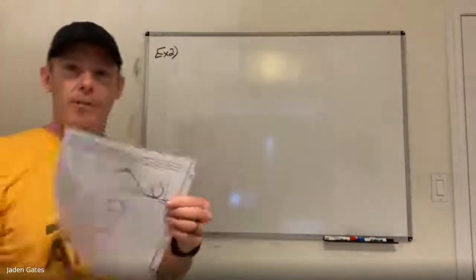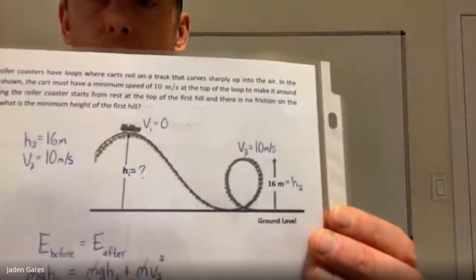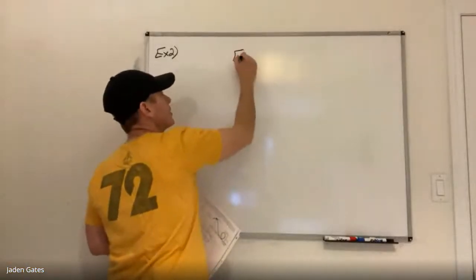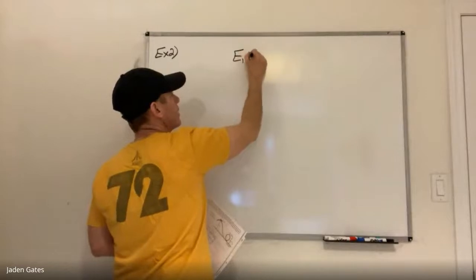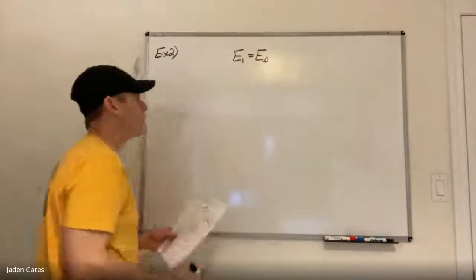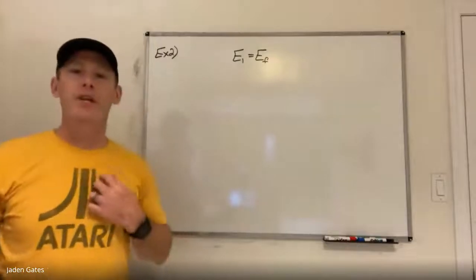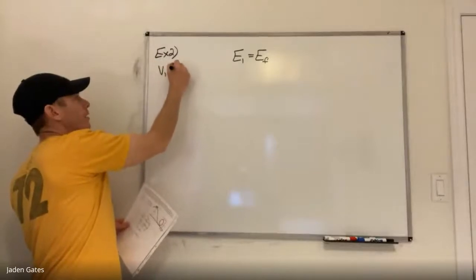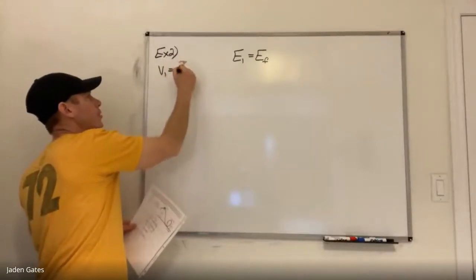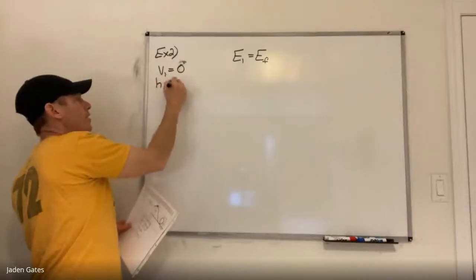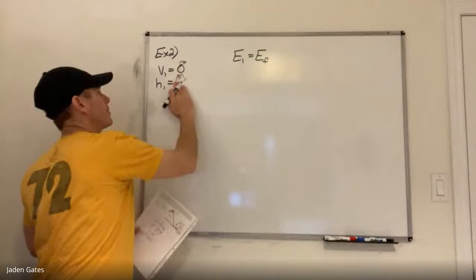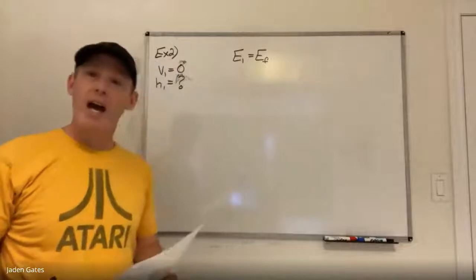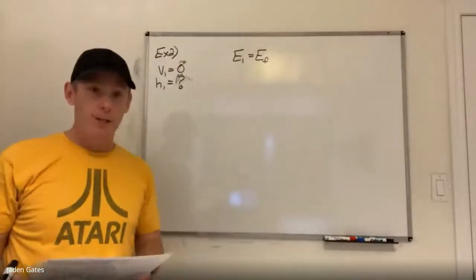So we have our diagram here. Again, hopefully you're looking along here. There's our roller coaster. So we want to know the initial height. So again, looking at the conservation of energy, where we have E1 is equal to EF. Energy before equals the energy after. All right, so at the very top, we have no velocity, 0. The height of that first hill is a question mark. We don't have the mass of this roller coaster because it doesn't matter.